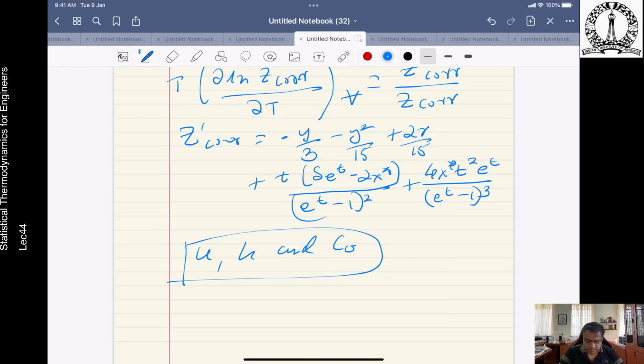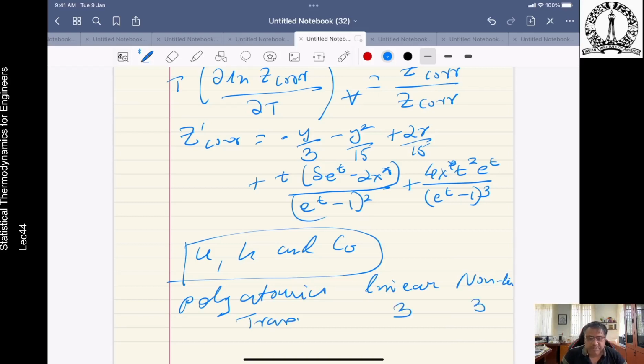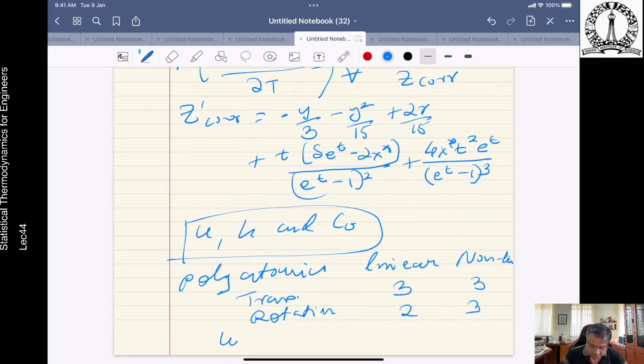Okay, so for polyatomics, just as a very brief summary, there is linear and then there is nonlinear. Okay, so translation is basically the same. Rotation, you have 2 versus 3. Then of course vibration. Vibration is 3n minus 5 and 3n minus 6 respectively, where n is the number of atoms.